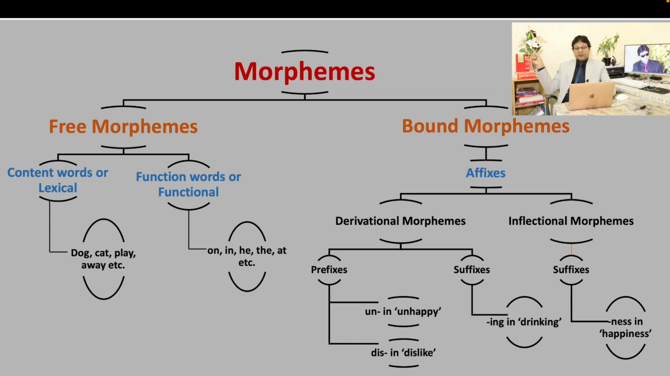Now look at the example. Derivational morpheme, prefixes and suffixes. In prefixes, we can say un in unhappy and dis in dislike. If you go to the suffix examples, you will see ness in happiness. Ness in happiness. This is all about the types of morphemes. I think you understand what is morpheme, what are the different types of morphemes.